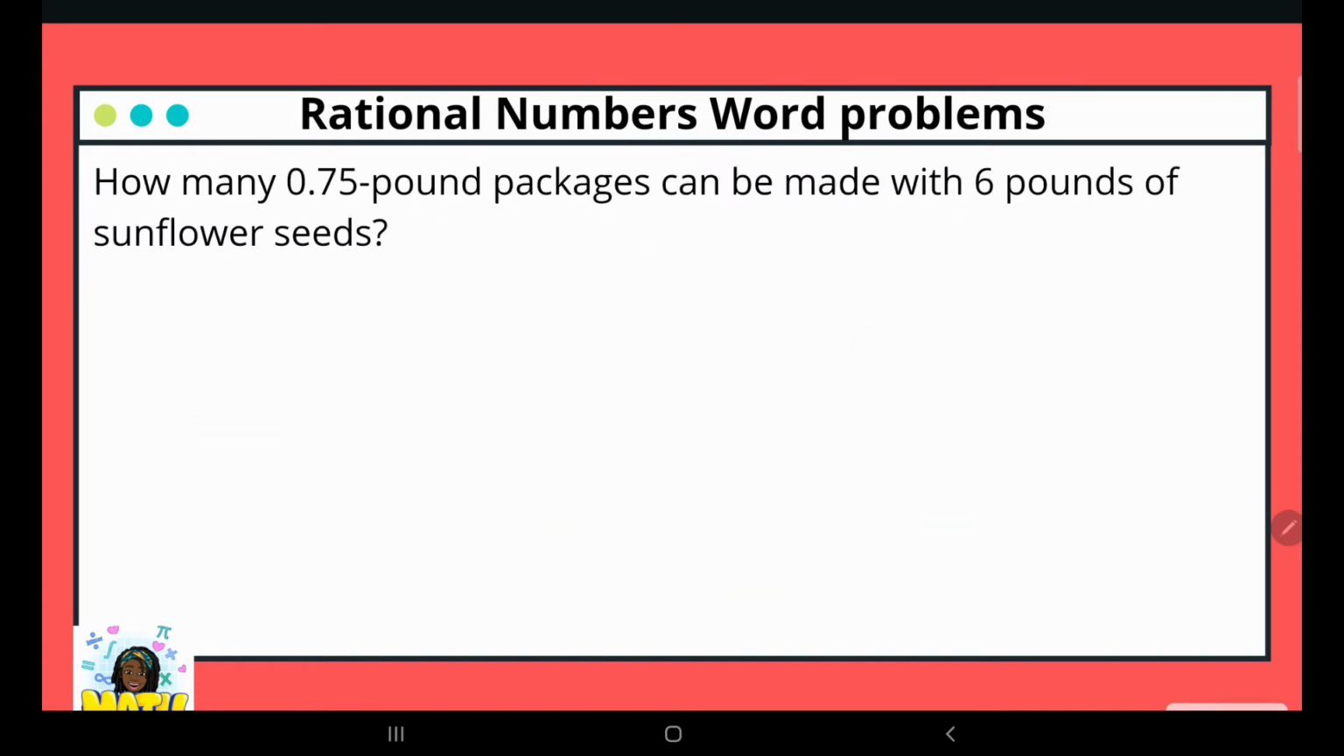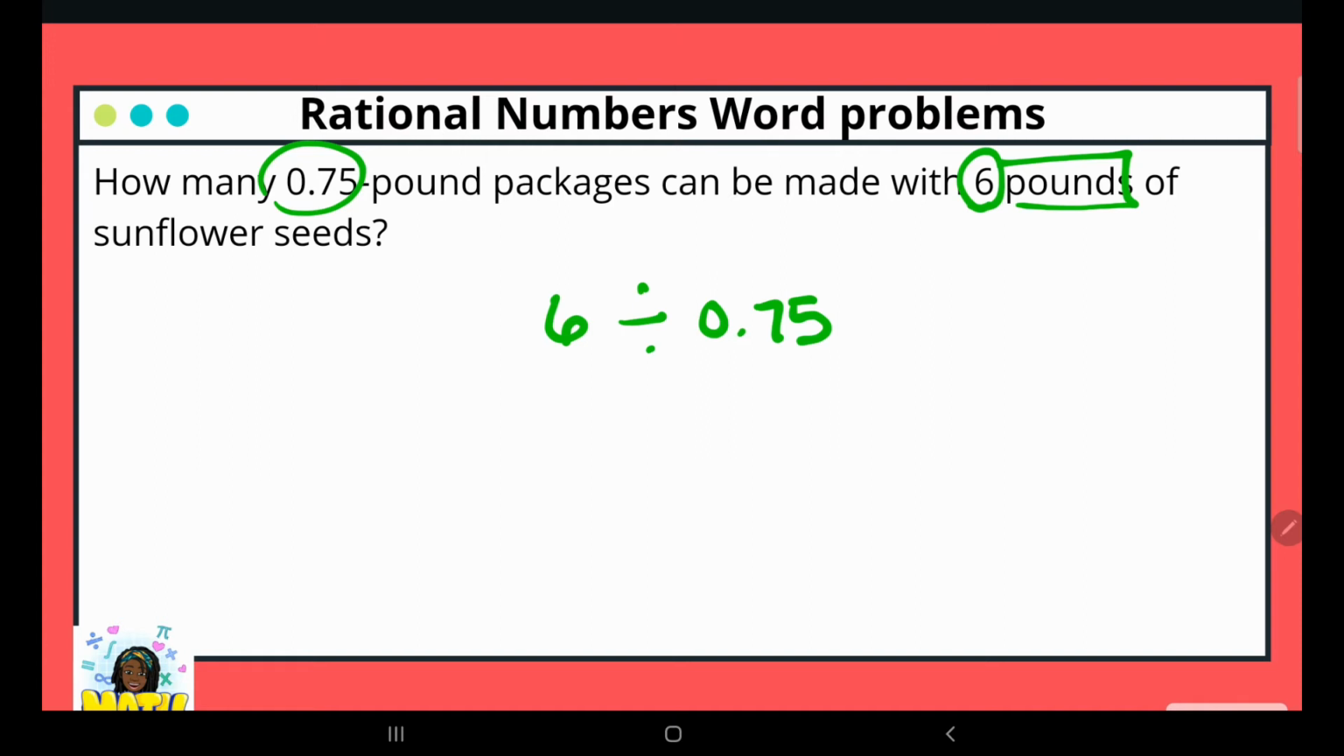Okay, so our next example says, how many 3/4 or 0.75 pound packages can be made from 6 pounds of sunflower seed? The mere fact that we have a certain number of pounds and we want to break it up into smaller packages, that idea of breaking up is division. So we're going to be dividing the number 6 by 0.75 to see how many of those packages we can get out of this number.